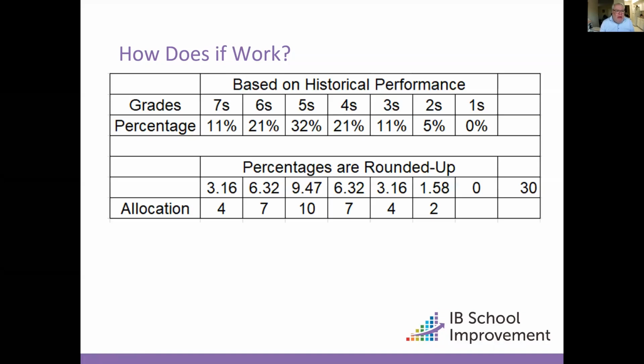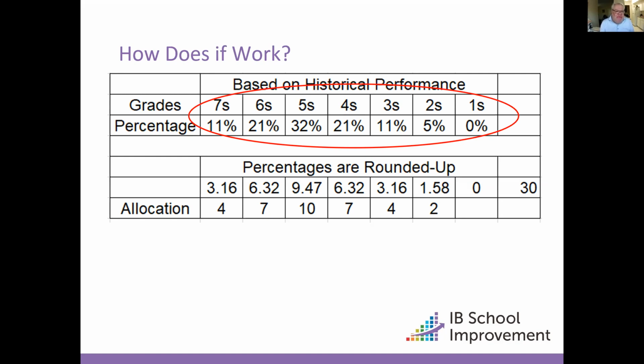How does it work? Historically, IB is going to look at the percentage of scores achieved. In this example, and these are based upon school, subject, and level, I'm an IB history teacher. I teach HL. So basically, that breakdown could look like this.